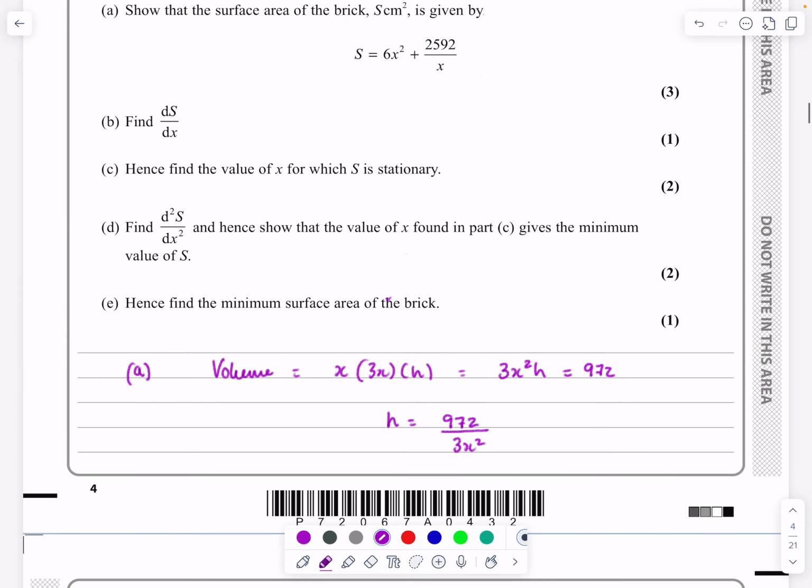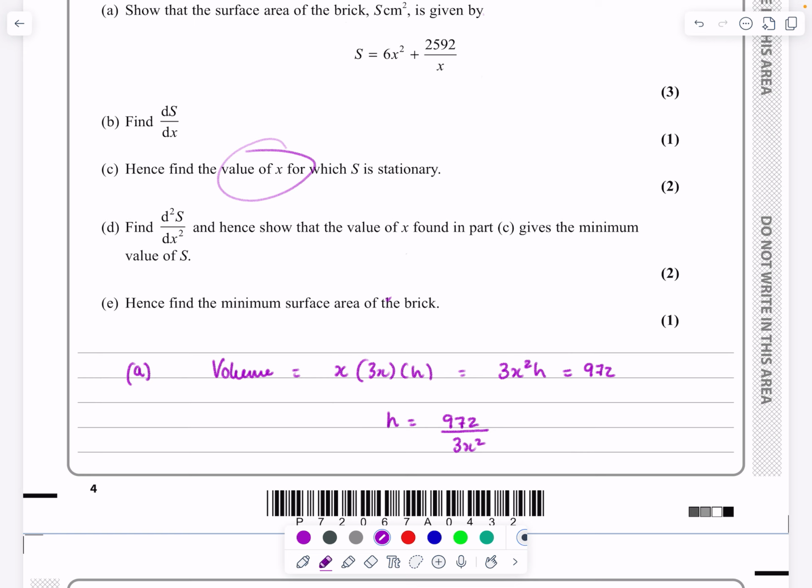Now, what did I want to do? Yeah, just make sure you've answered the question. I wanted to find the value of x for which it's stationary, not the actual stationary point itself. So that's fine. They could have asked me for more information than that. Now they've said for part D, find d2s by dx2. I'm going to have to differentiate again, and hence show that the value part in C is a minimum.